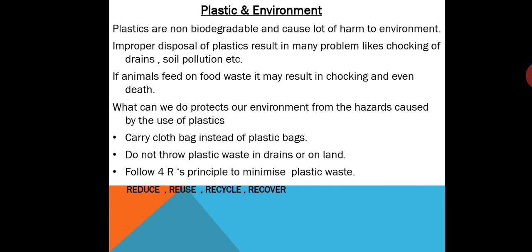First of all, instead of a polythene bag, we should carry a jute bag or a cloth bag, which can last for a long time, and also is not going to be harmful for nature. We should not throw plastic in drains or lands. We can properly dispose of it if we are using it. Third, we should always follow the principle of 4R that can minimize the use of plastic, that is reduce, reuse, recycle and recover.